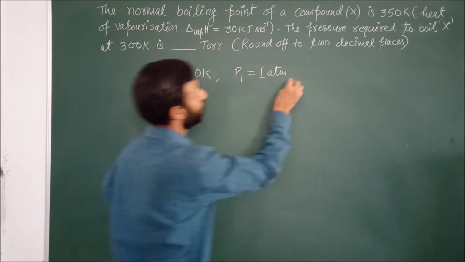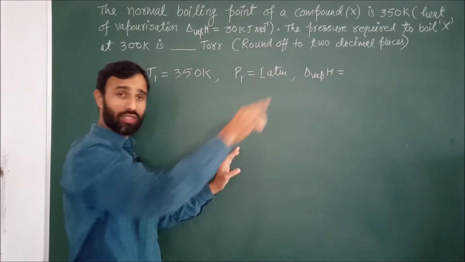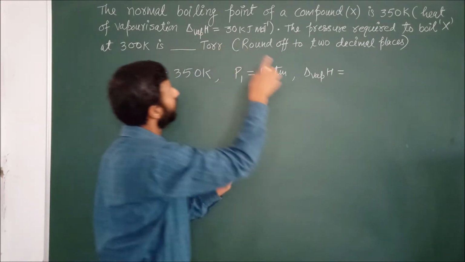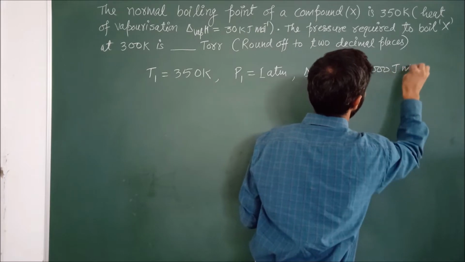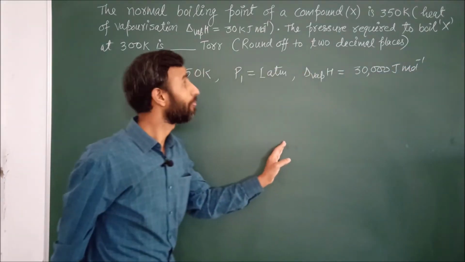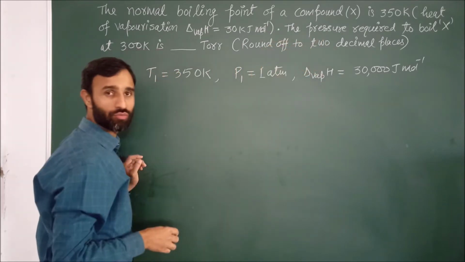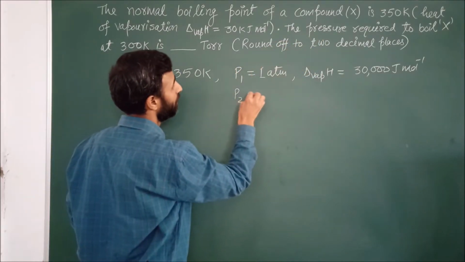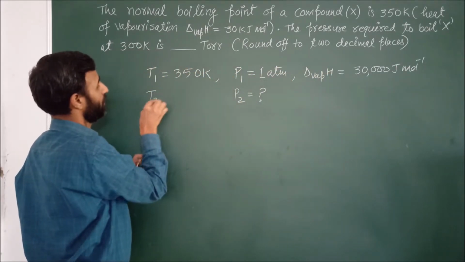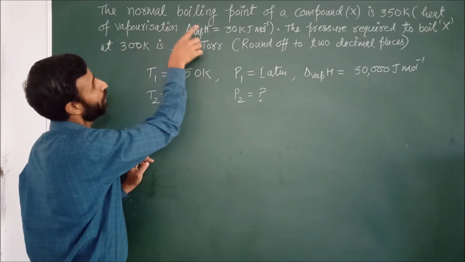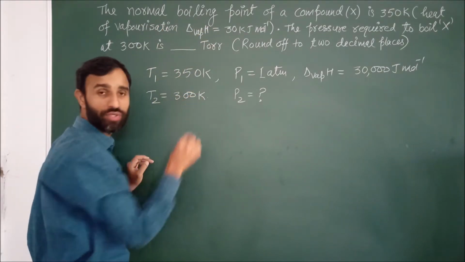Enthalpy of evaporation is also given to us. Whatever is given, just write: 30 kilojoule, 30,000 joule per mole. Now next, we have to calculate the pressure which is required to boil this particular compound at 300 Kelvin.